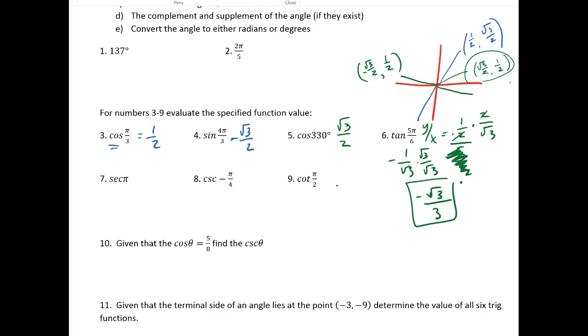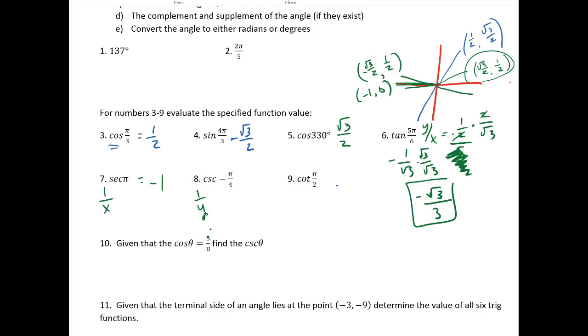All right, number 7, secant. Okay, we all know where pi is, and it's over here, and we all know the point that's there. You just got to figure out what secant means, okay? Secant's the reciprocal of cosine, so I need 1 over the x value. The x value is negative 1. 1 over negative 1 is negative 1.